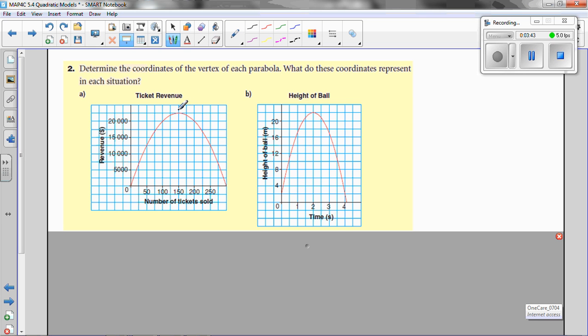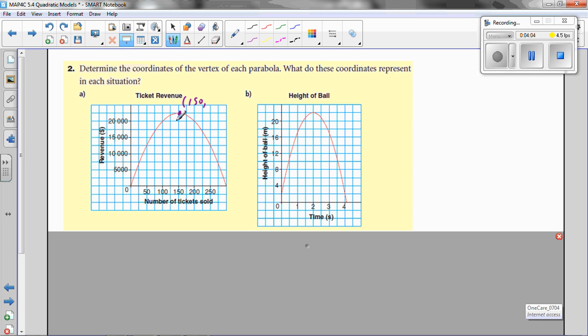Determine the coordinates of the vertex. Remember, the vertex is the maximum or minimum. Both of these are maximums. And I just have to read the x-coordinate and the y-coordinate. Notice 150 is easy to read, but this is kind of weird to read. 2 squares is worth 5,000, so 1 square is worth 2,500, right?